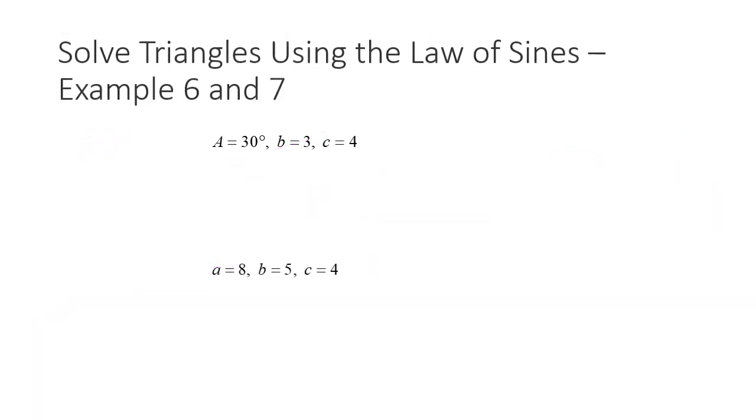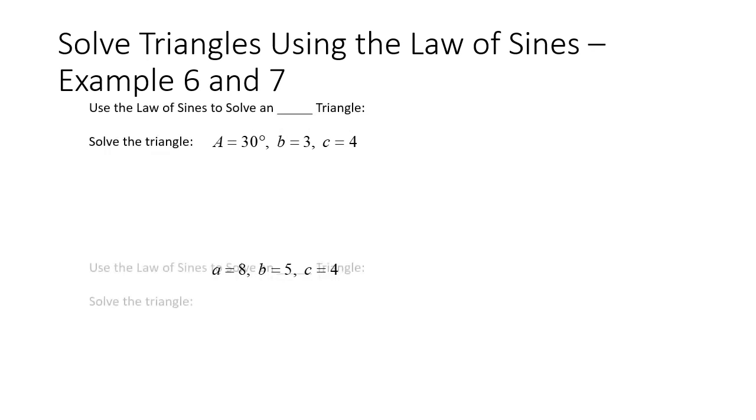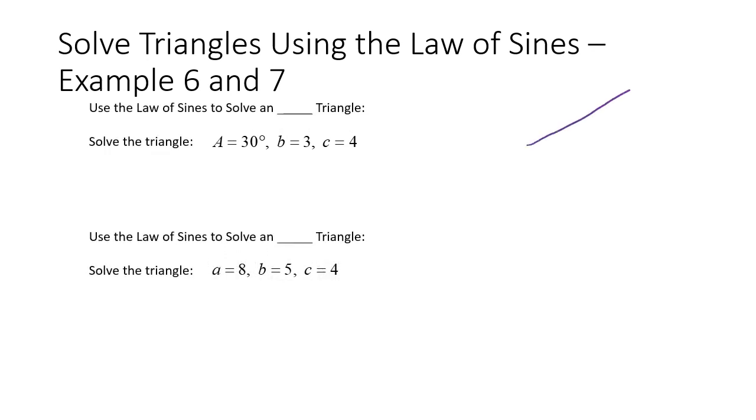All right, now if we've got these two types of triangles, so for this triangle, I've got A, B, C. So I've got little b is 3, little c is 4, and angle A is 30 degrees, okay? So this is called a side-angle-side triangle.